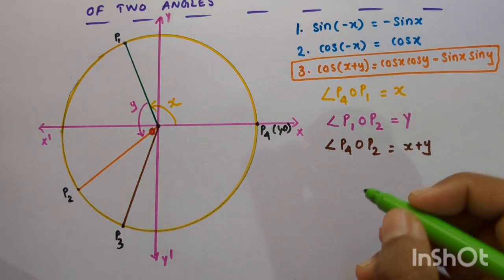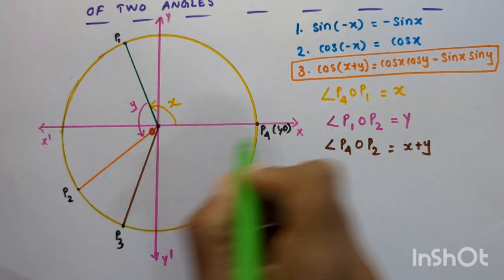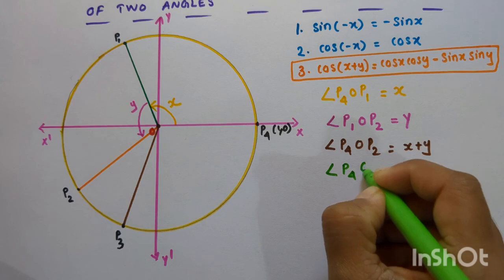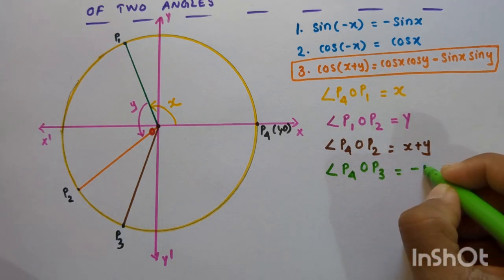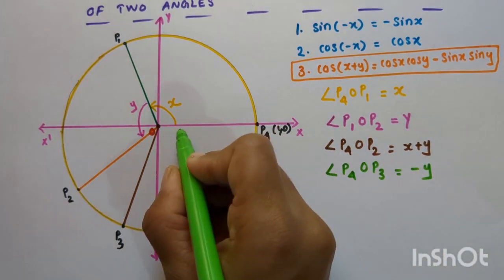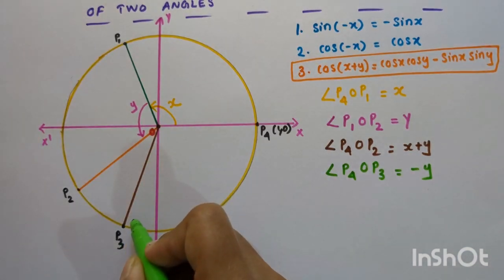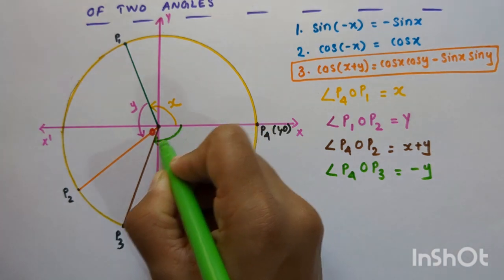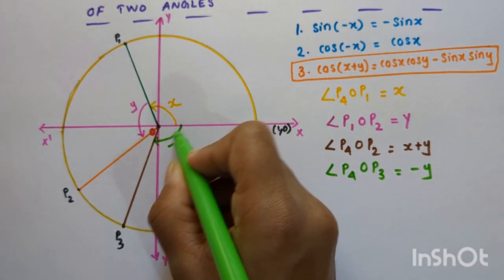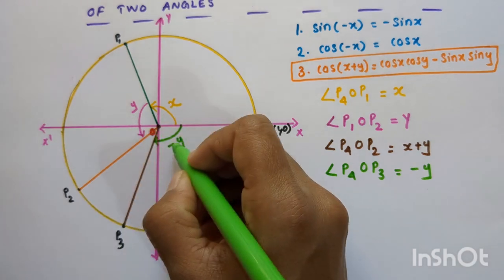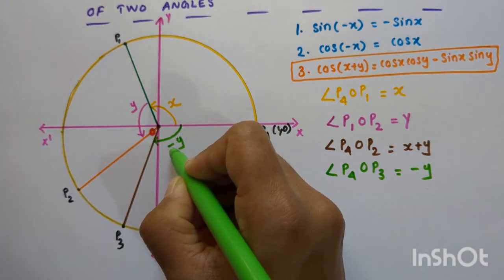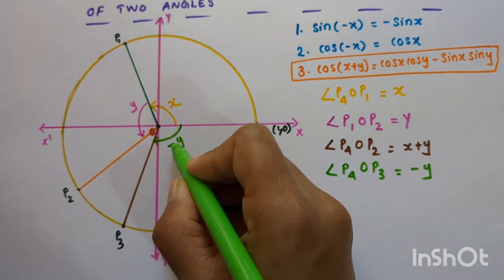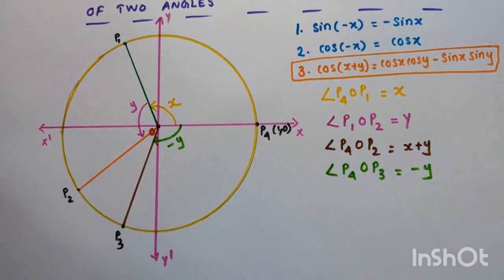Now let minus y be the angle P4 O P3. That is, angle P4 O P3 is taken as minus y. I am measuring this angle in the clockwise direction. That is why the angle is minus. So you see, this angle and the angle y both have the same value, but there is a negative sign here because it is measured in the clockwise direction. So angle P4 O P3 is equal to minus y.